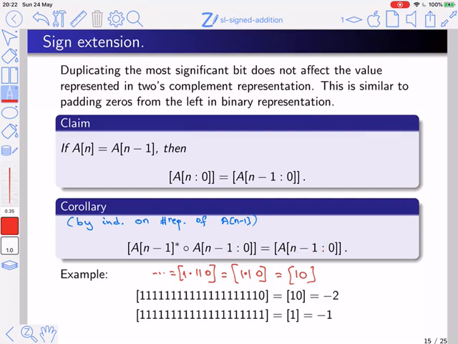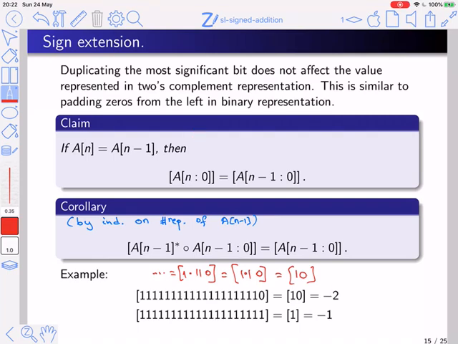So for example, if you started with 1, 0, and you padded another 1, and then you padded another 1, and then you padded another 1, and you end up with this type of string, they all represent the same number, which is -2. And the same thing, you could start with the 1 and start padding 1, 1, 1, 1, 1, and 1 as many times as you wish. You're always going to represent the same number in 2's complement representation, namely -1.